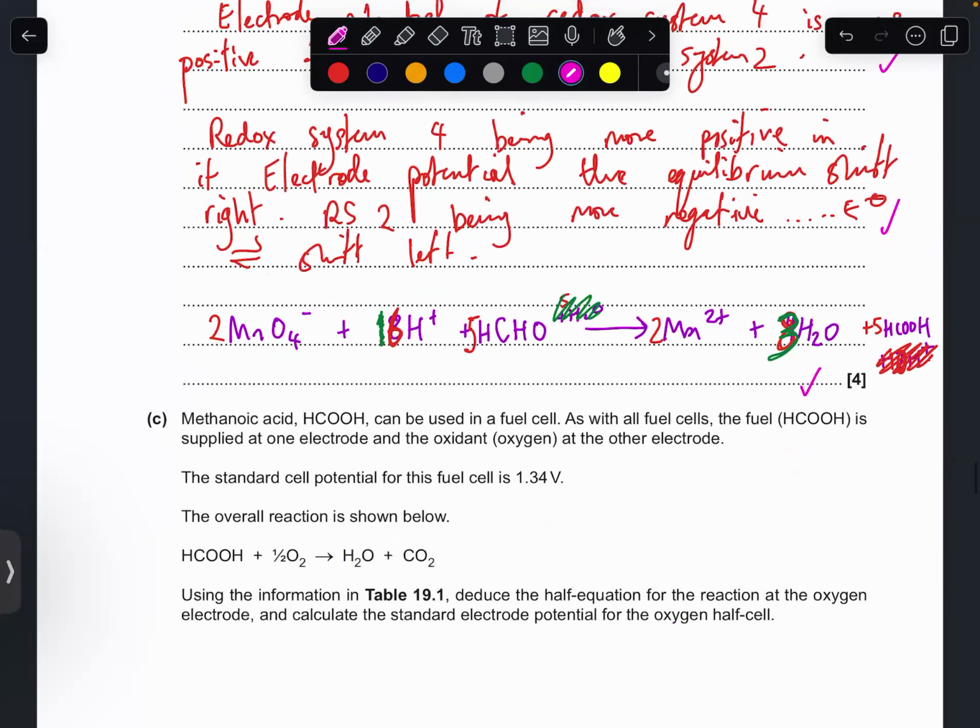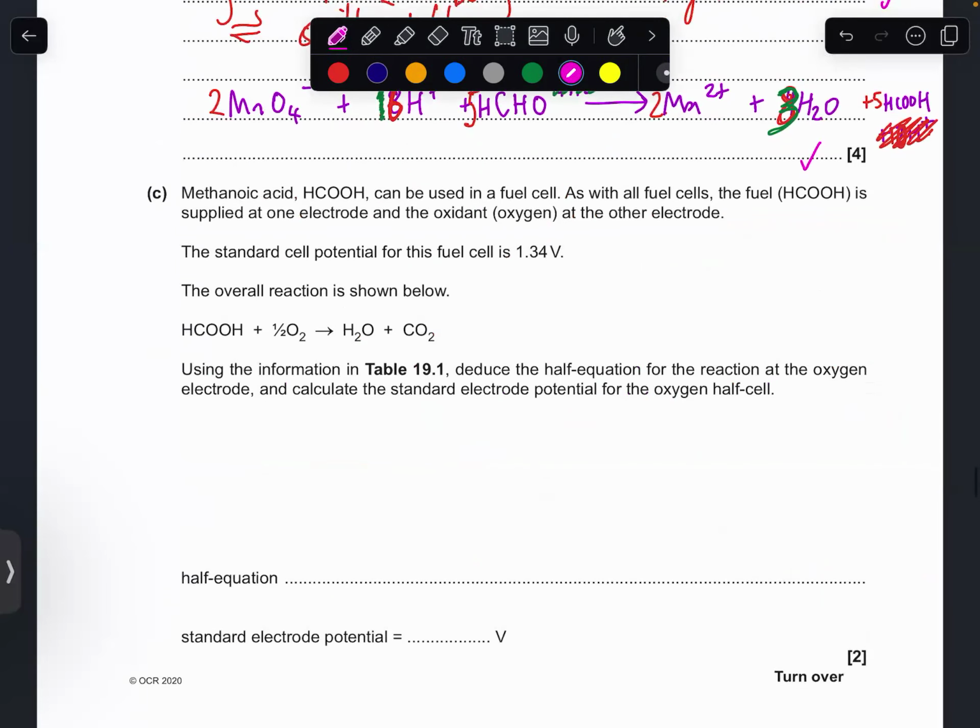And the last part of this question: methanoic acid can be used in a fuel cell. What's the difference between a standard electrochemical cell and a fuel cell? A fuel cell is where the substance chemically reacts with oxygen. So this question does come up, and let me just get the wording right for this.